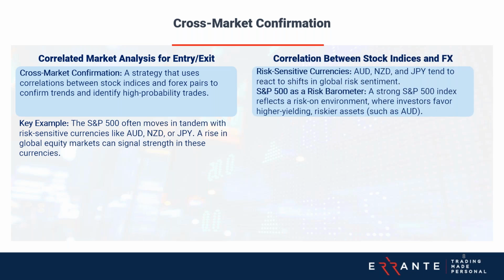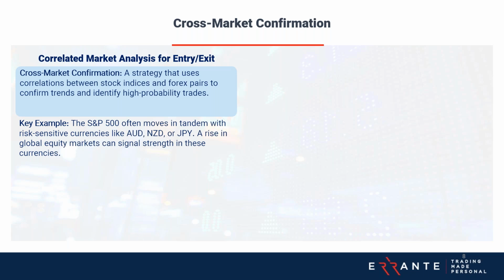As an example, we know the S&P 500 is a key barometer of global risk sentiment. So when it's rising, it usually signals that investors are willing to take more risk, which tends to support risk-sensitive currencies like AUD or NZD. On the flip side, if the S&P 500 turns bearish, we may see a flight to safety, causing safe haven currencies like JPY to appreciate.